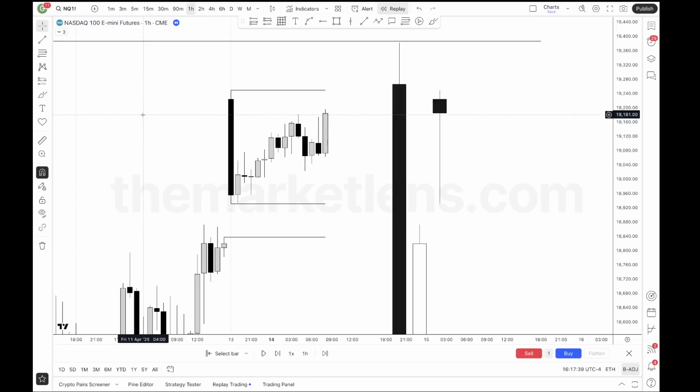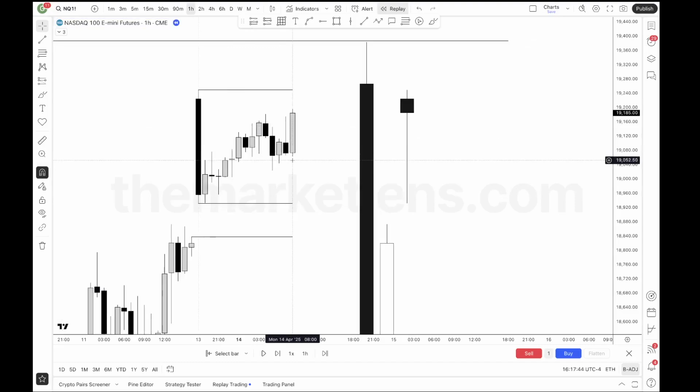All right, as you see, price is just trapped in between this high and low. So obviously price has to, hold on.